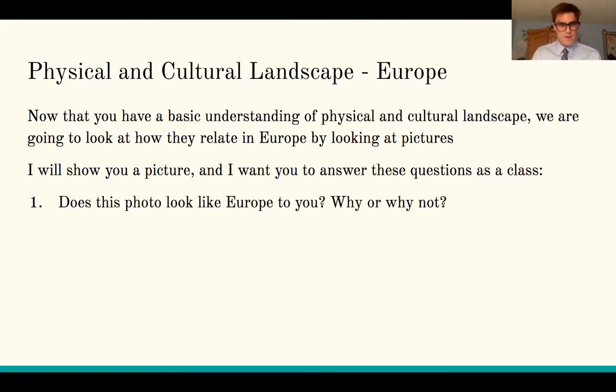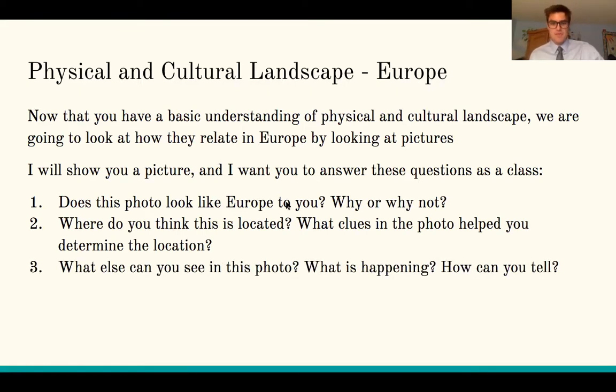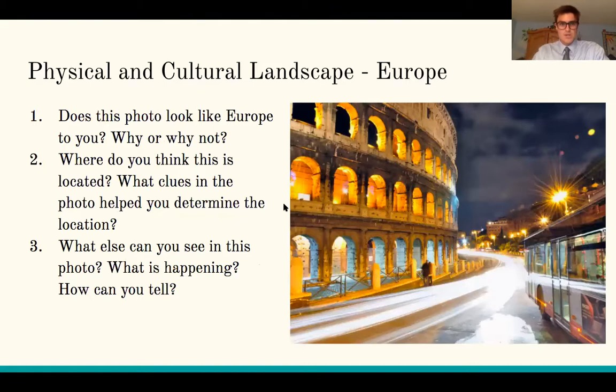Question number 1, does this photo look like Europe to you? Why or why not? The second part is the most important. Number 2, where do you think this image is located? What clues in the photo helped you determine the location? And number 3, what else can you see in this photo? What is happening and how can you tell? Try to keep physical and cultural landscape in mind as you're answering these questions. So let's check out this image.